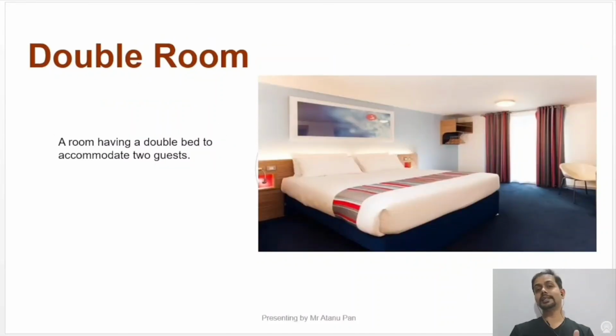Double room, a very easy thing, all of you know: a room which is having one double bed for two persons. That is called a double room.